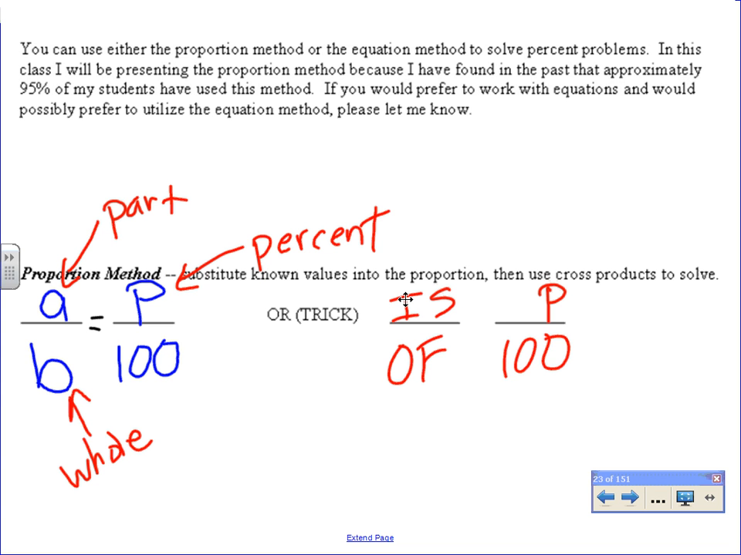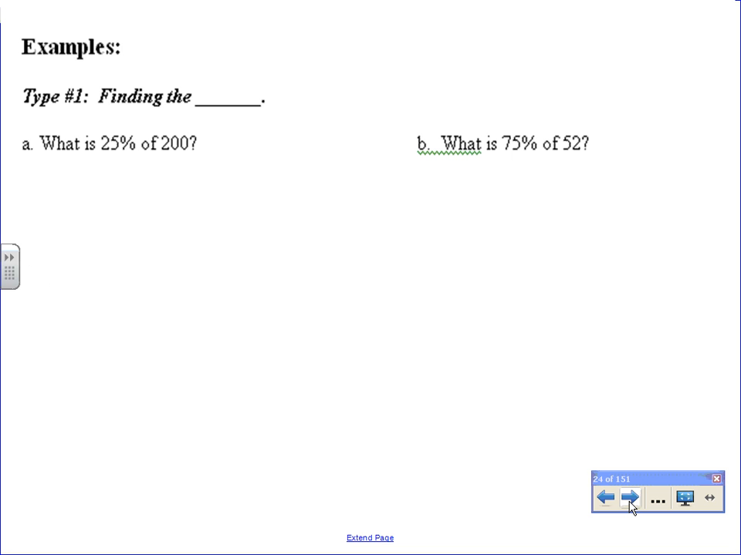The 7th grader that I helped last year and still help this year, and she's in 8th grade, uses this all the time. Is over of equals P over 100. So know both. You decide which one makes more sense to you. Okay? Sorry, just remember that. Okay, we're going to do one example of each type, I think. So let's see how this goes.